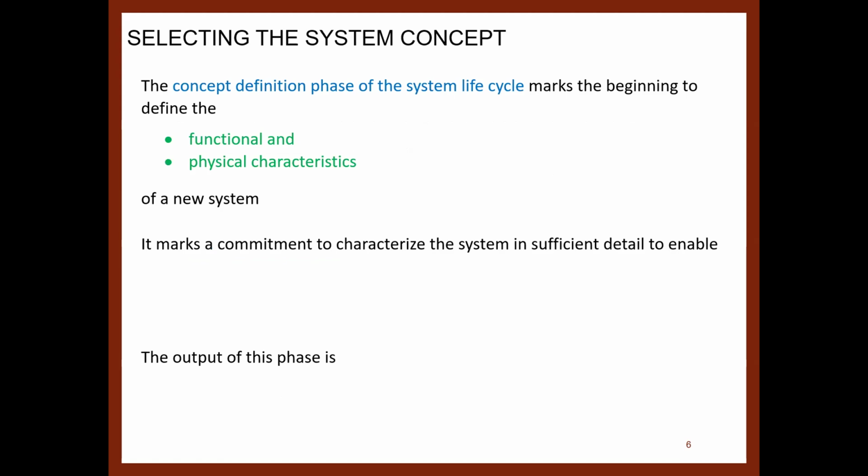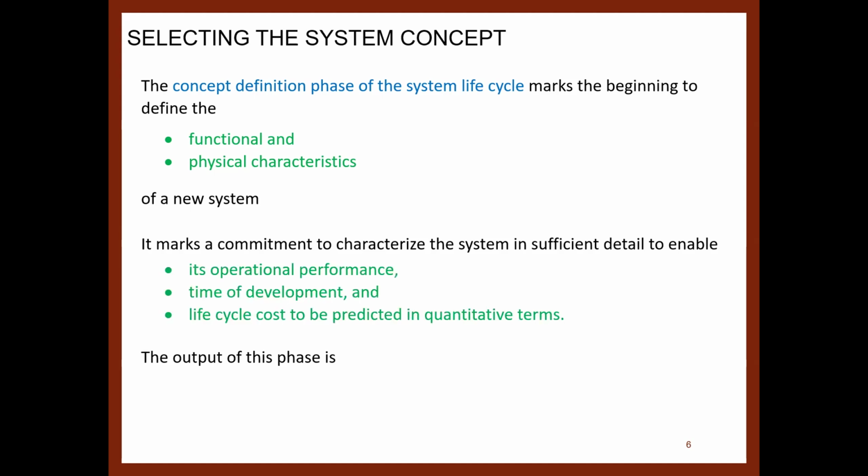So this concept definition phase of the system lifecycle marks the beginning to define the functional and physical characteristics of a new system, right? Up to this point, we've been conceptualizing what the system must do, what the goals of the system are, and what the system must meet in terms of requirements. From this point on, we get to engineer how to achieve those goals. It marks a commitment to characterize the system in sufficient detail to enable its operational performance, right?